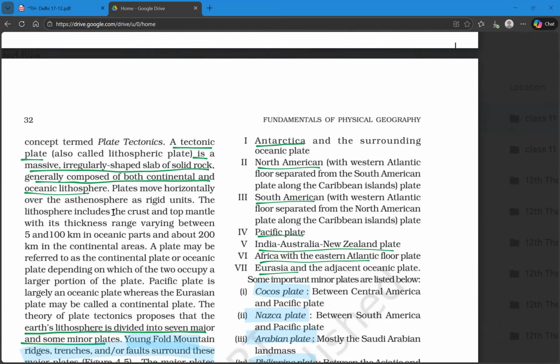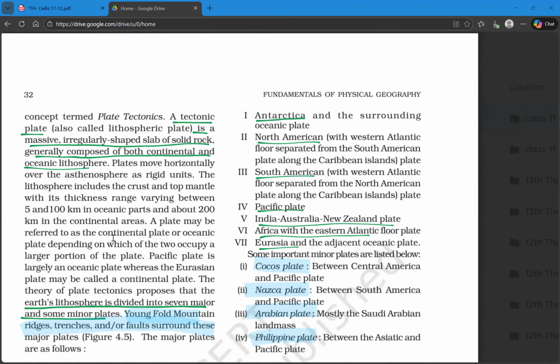The lithosphere includes the crust and the top mantle, with its thickness varying between 5 and 100 kilometers in oceanic parts and about 200 kilometers in the continental areas. So from this we can say that an oceanic tectonic plate is thinner than a continental plate.